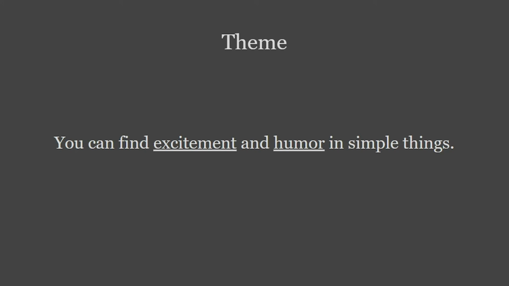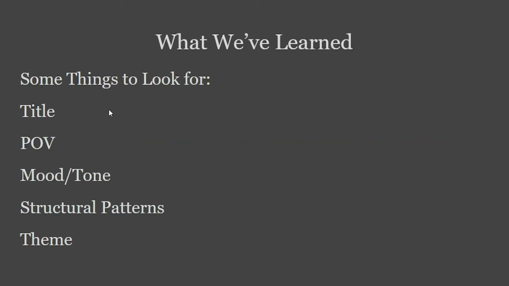Alright, so to recap what we've learned, some of the things you should look for when analyzing a poem are the title, the narrator's point of view, the mood and tone of the writing, look to see if there are any patterns in stanzas or lines, and finally, work to identify a potential theme. Now, these are only the building blocks. As you read and analyze more poems, you'll find a style of analyzing that works best for you.